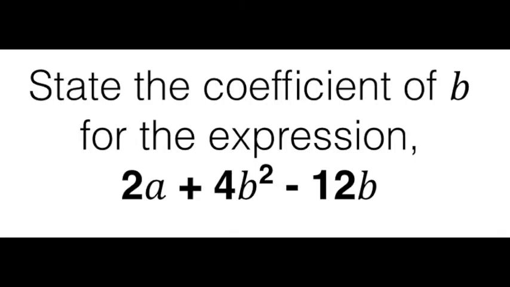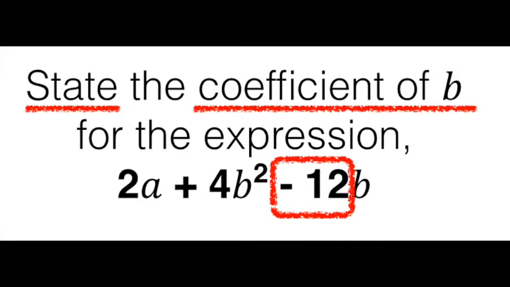This particular question asked me to state the coefficient of b for the expression 2a plus 4b squared minus 12b. I underline the words state and coefficient of b. I know that a coefficient is the number in front of a pronumeral. There are a few potential pitfalls. I need to ignore the b squared because b squared is different to b. What I'm looking for is the minus 12b. Because the 12b is being subtracted, I need to include the negative, so the coefficient of b is minus 12.